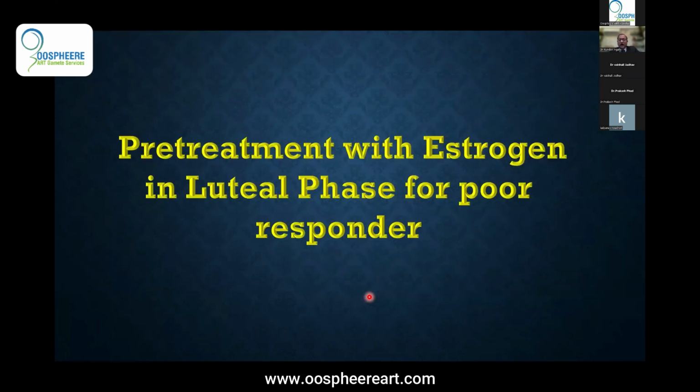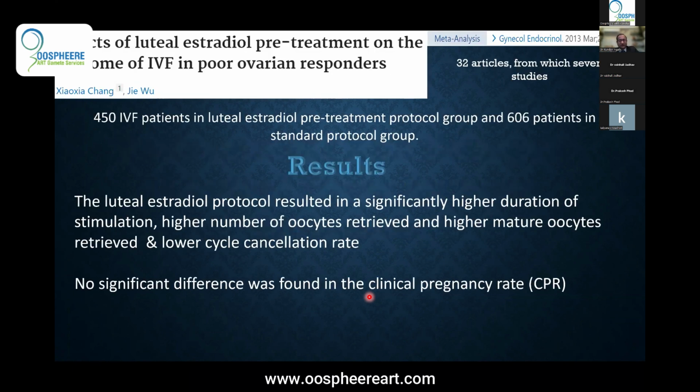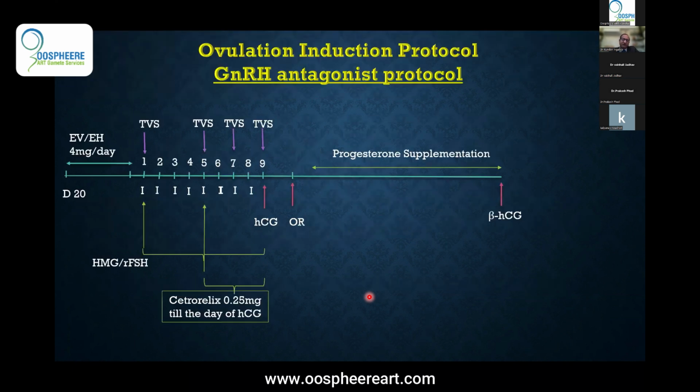Now, how can we prevent this? See, now we have understood different protocols. In poor responders, the one problem which we face in the GnRH antagonist protocol is asynchronous follicular growth. So in this group of patients, what you can do is give a pre-treatment with estrogen. I think this we have also understood in the downregulation lecture, where we give these patients estrogen 4 milligram per day. You can use estradiol valerate or estradiol hemihydrate, but use 4 milligram per day.